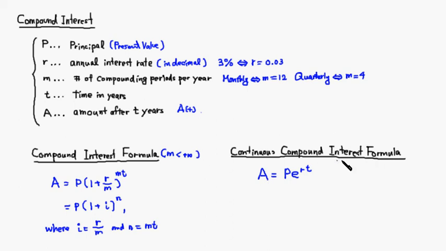Continuous compound interest formula: if the interest is compounded continuously, which means that M is infinity, then we use this second formula. So this is our first formula, and this is the second formula. Those are the compound interest formulas that we use. That's it. I hope that this was clear.